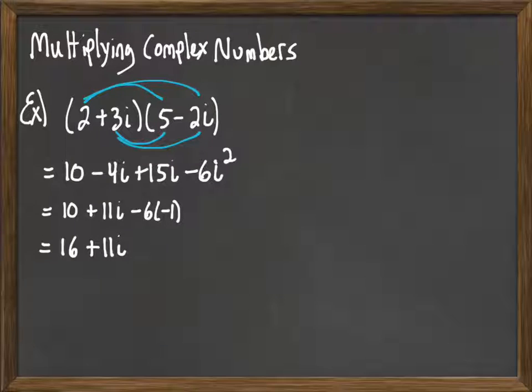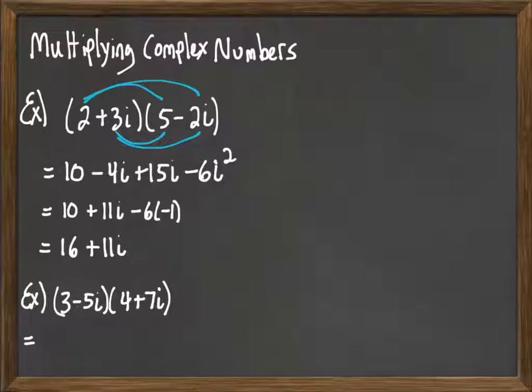Okay, let's consider another example. So we have 3 minus 5i times 4 plus 7i. Well, again, we can distribute through. 3 and 4 would be 12. 3 and 7 would be 28i. Negative 5 and 4 would be minus 20i. And then a negative 5 and a negative 7 would make that minus 35i squared.